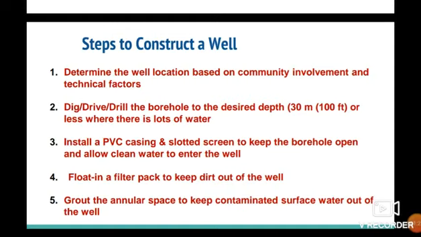And the third one is, after that we have to insert a casing, PVC casing or concrete casing. In our households we use concrete casing for open wells. Casing means a protective wall. We will buy ready-made, cylindrical-shaped concrete casings, and we will insert them into that hole.